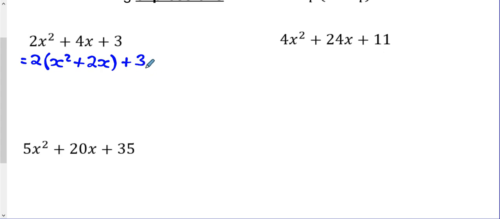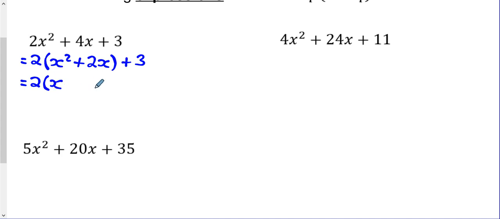But leave the 3 alone. So that's not completing the square yet. I've still got the 2 x's, the x squared and the x. I've just factorised this common factor of 2 in front of this bracket. We now do the completing the square step.